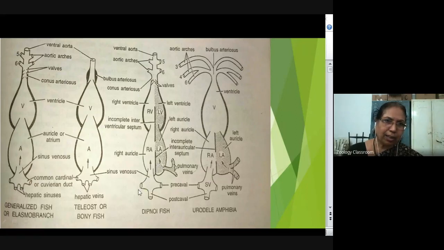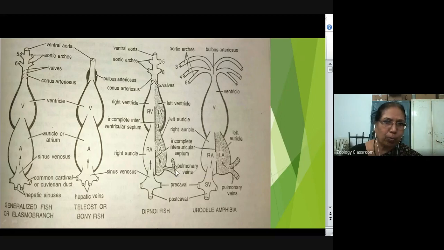In fish and bony fish, the sinus venosus opens posteriorly. But in dipnoid fish, it opens into the right auricle, and with the left auricle a new circulation is formed, called the pulmonary circulation. The pre-caval vein and post-caval vein together form the sinus venosus, which opens into the right auricle by the sino-auricular aperture.